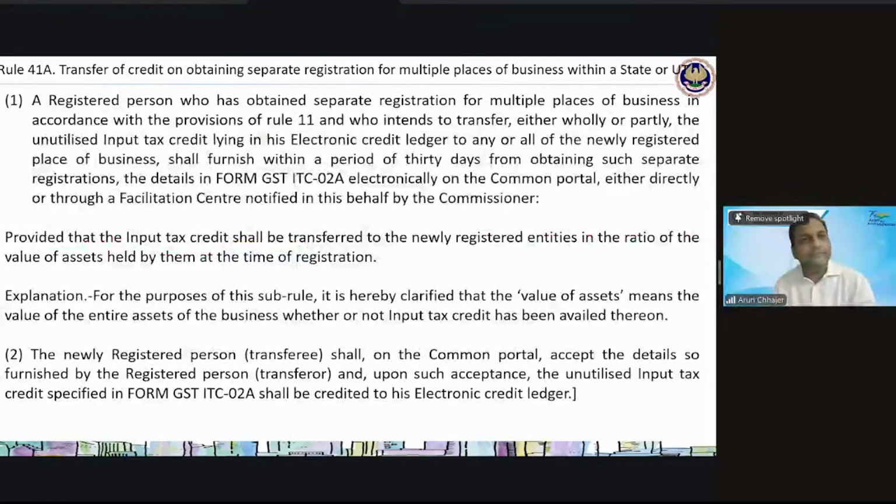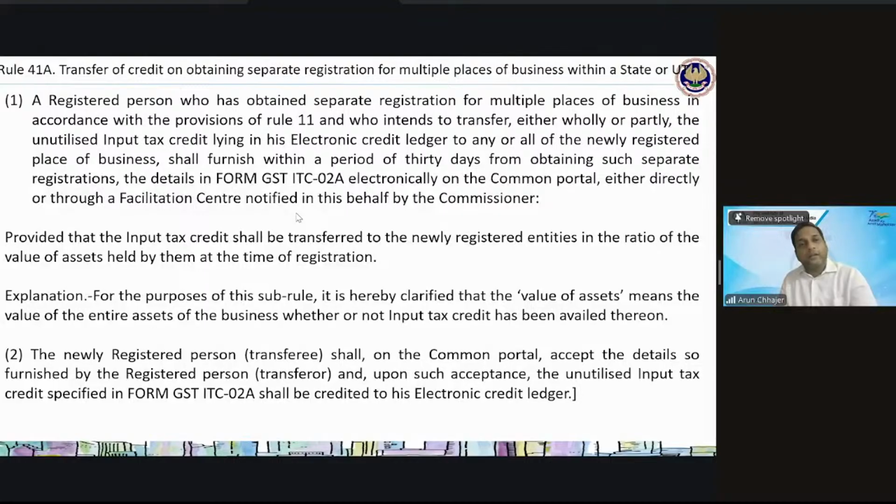41A. Transfer of the credit on obtaining separate registration for multiple places of business within the state or UT. First question to all of you. Can I take more than one registration in the same state for the same nature of business? Can I take two registrations within the state for the same nature of business? Answer is yes, allowed.